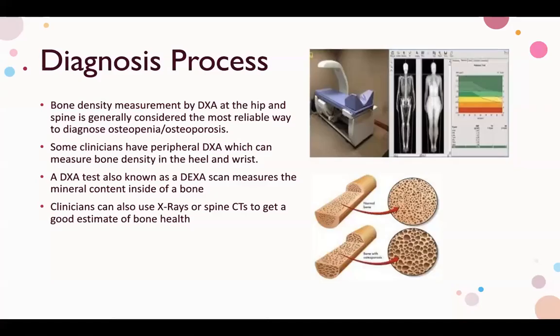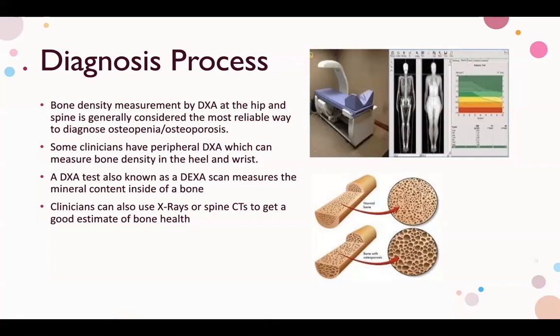For the diagnosis process, bone density measurement is by a DXA scanning machine. This is usually at the hip and spine, and it is considered the most reliable way to diagnose osteopenia or osteoporosis. As Nolan commented earlier, these scans are made and then they are compared to a healthy and young individual. And it is through standard deviations and t-tests that it could be seen how severe the deformation is.